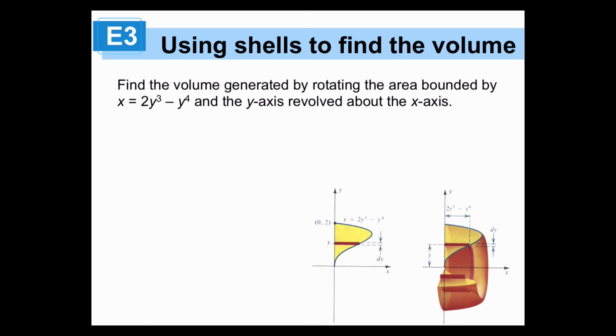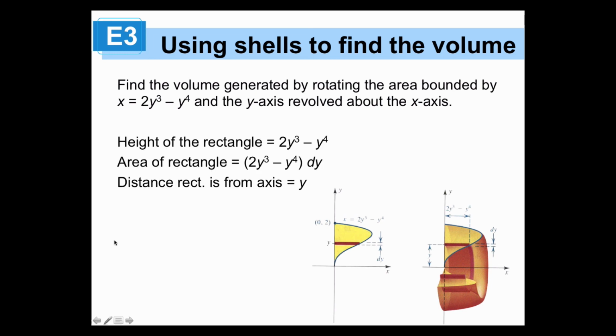Okay, what's the area of that rectangle? 2y cubed minus y to the fourth, dy. Very good. How far is that rectangle away from the axis of revolution? y. We're taking rectangles from where to where? 0 to 2. Done. Not so bad.